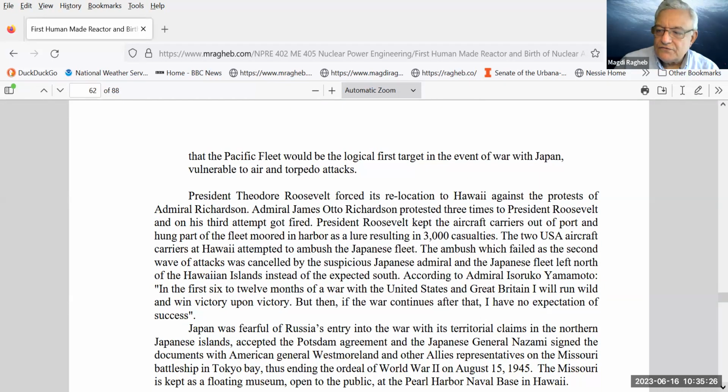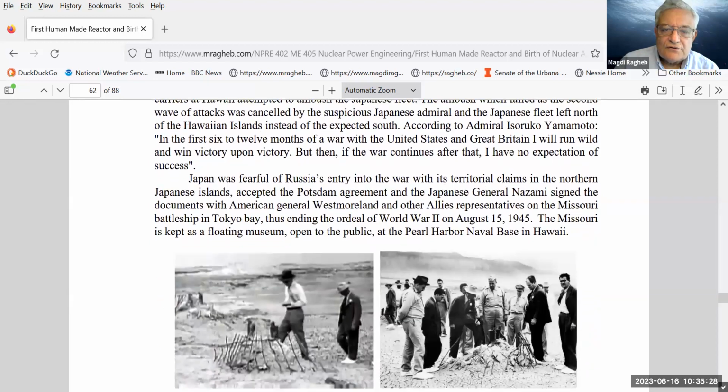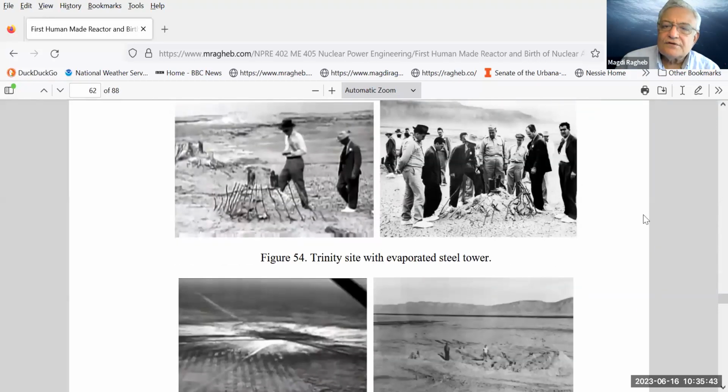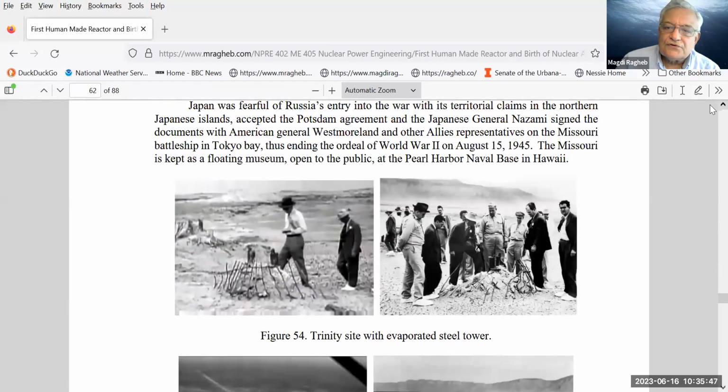The history of whether it should have been done or not is being debated by historians. Japan wanted to basically end the war. They were afraid of the Russians getting their northern Japanese islands. The decision was taken to use the 2 atomic bombs, and that practically ended the war.